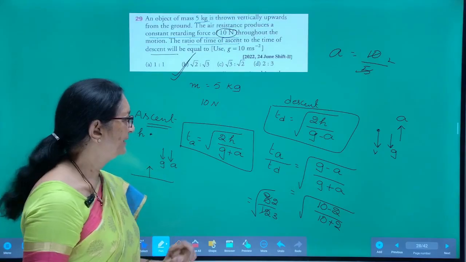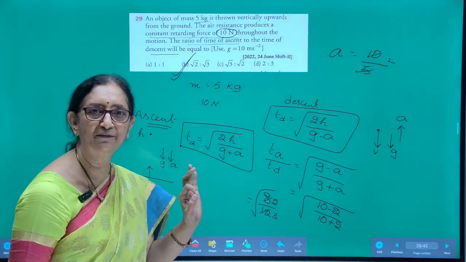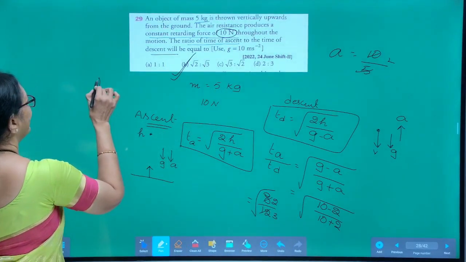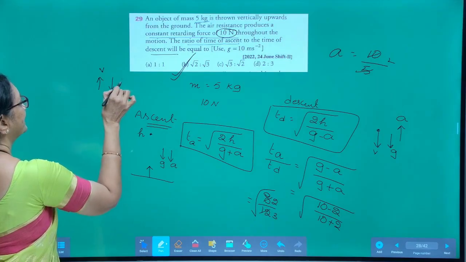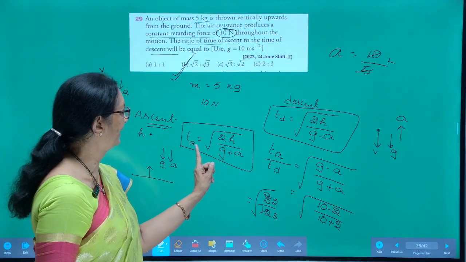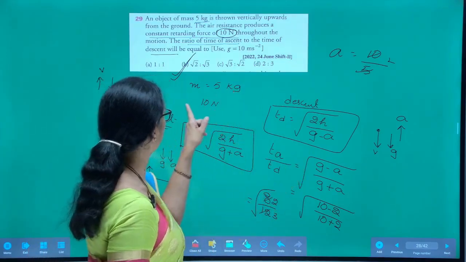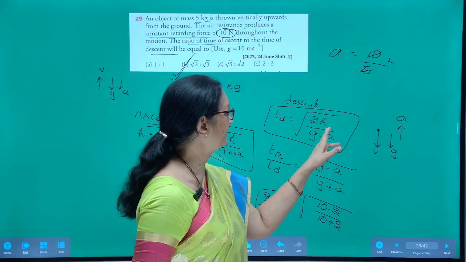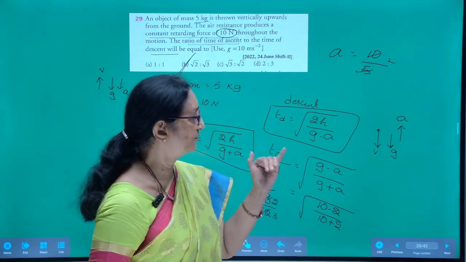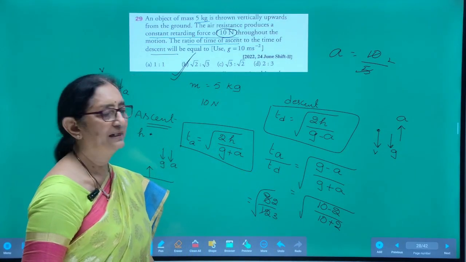Is it okay? So, if the maximum height reached is h, time of ascent is square root of 2h by g in absence of air resistance. But when the body is moving up, g is downwards, a is downwards. So, when air resistance is considered, time of ascent is square root of 2h by g plus a. When it is falling down from the same height h, time of descent is square root of 2h by g in absence of air resistance. When air resistance is there, it is like this. So, it is square root of 2h by g minus a.